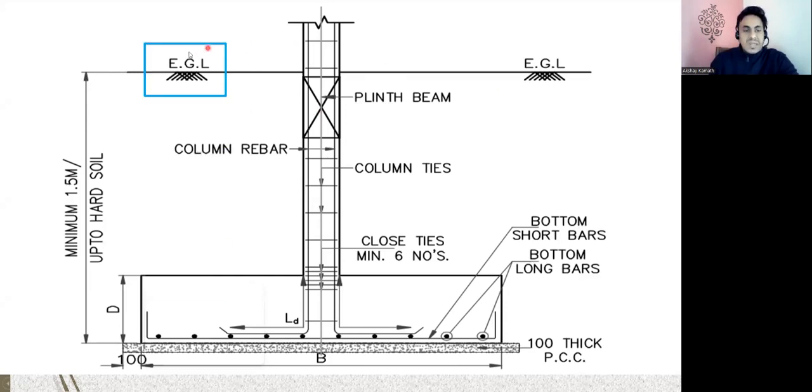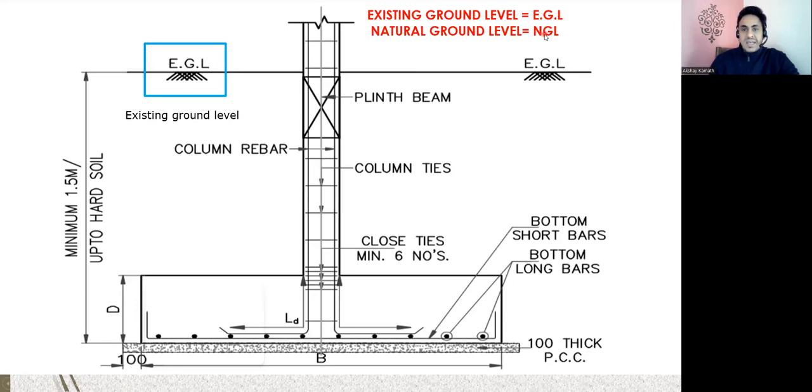There's one level which is called EGL. EGL stands for existing ground level. I'll write it here. EGL stands for existing ground level. Whatever ground level that you have is the existing ground level. That's the first thing we have. After that, we have NGL. NGL is called natural ground level, and sometimes we write just ground level. All three are one and the same. There's a slight variation, that's it.